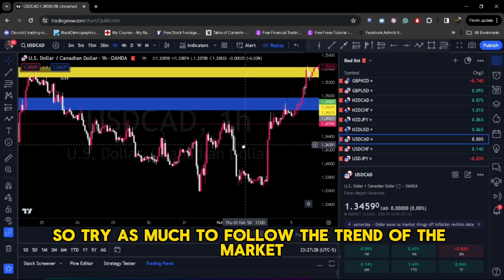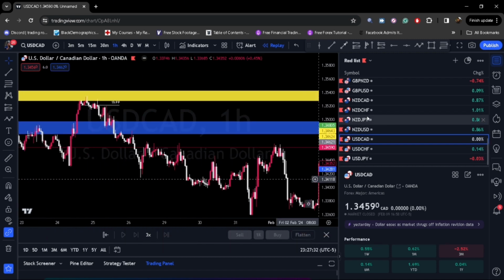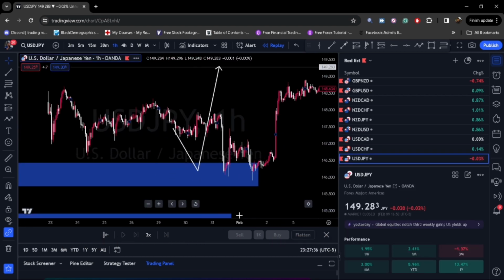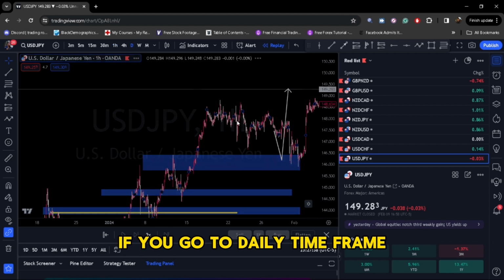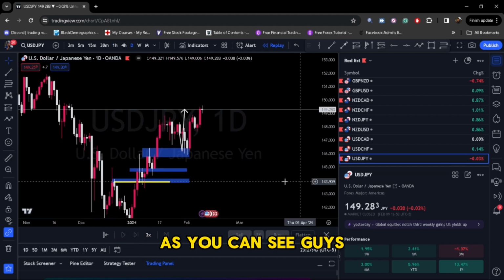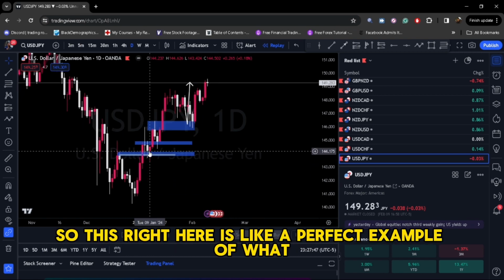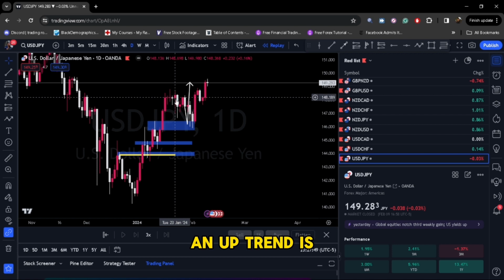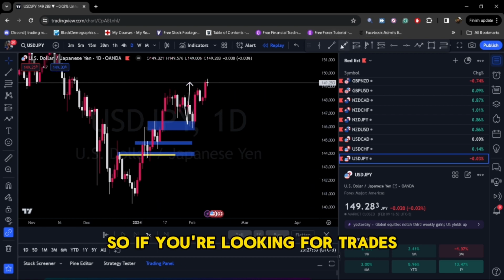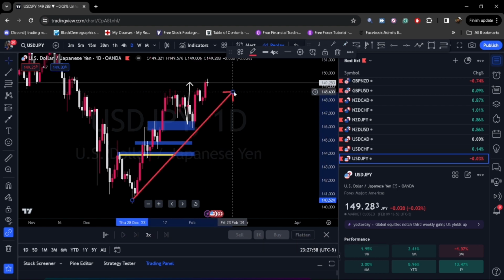So try as much to follow the trend of the market. As you can see, guys, if you go to a random pair, let's say USD JPY, if you go to the daily time frame, the trend is your friend. As you can see, guys, price has literally been trending. This right here is a perfect example of what an uptrend is. Price has been trending up. So if you're looking for trades, you'll be looking for only buy opportunities.